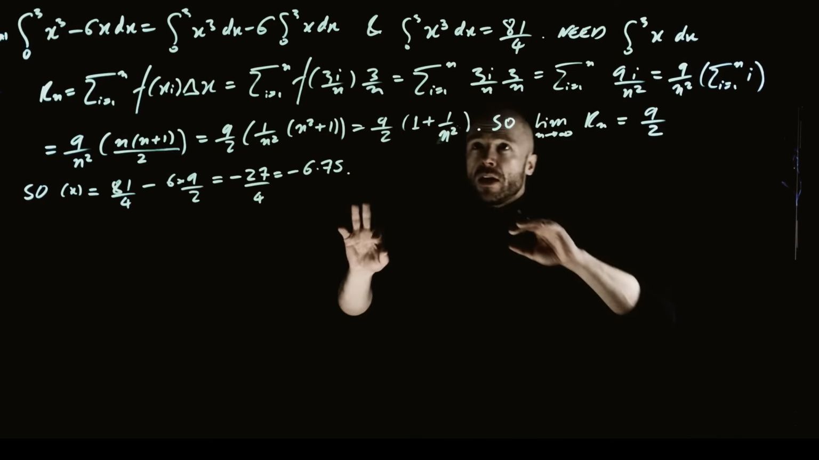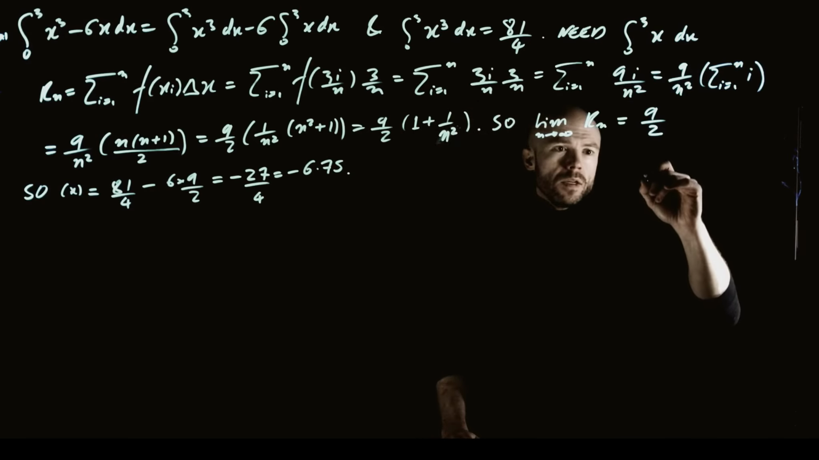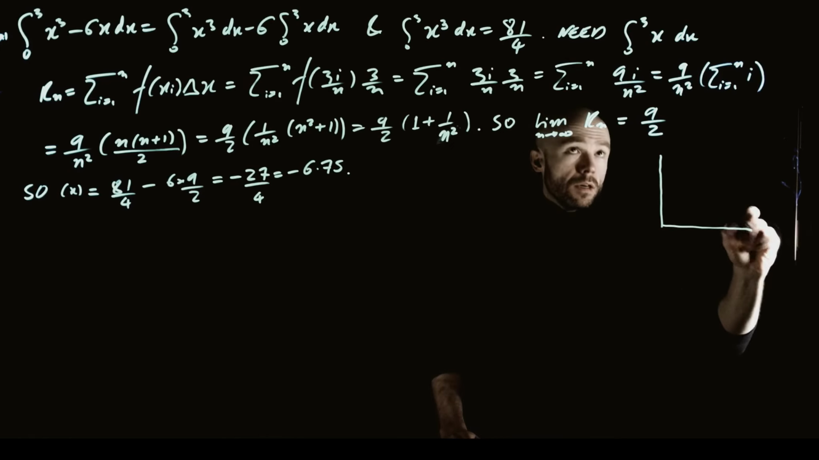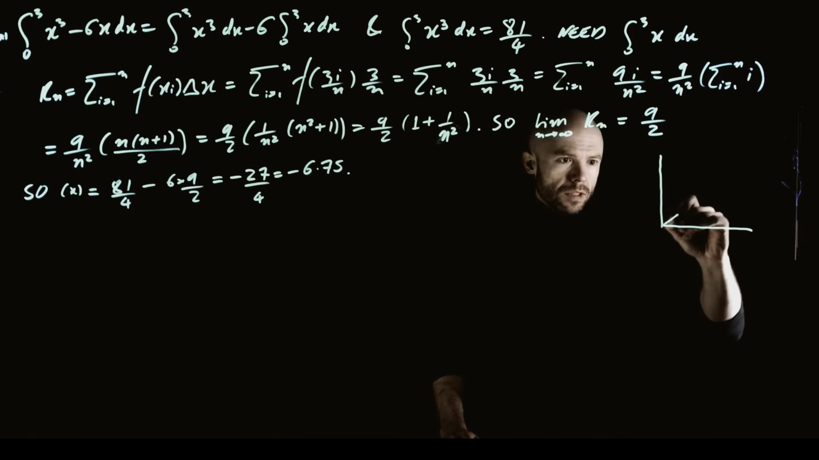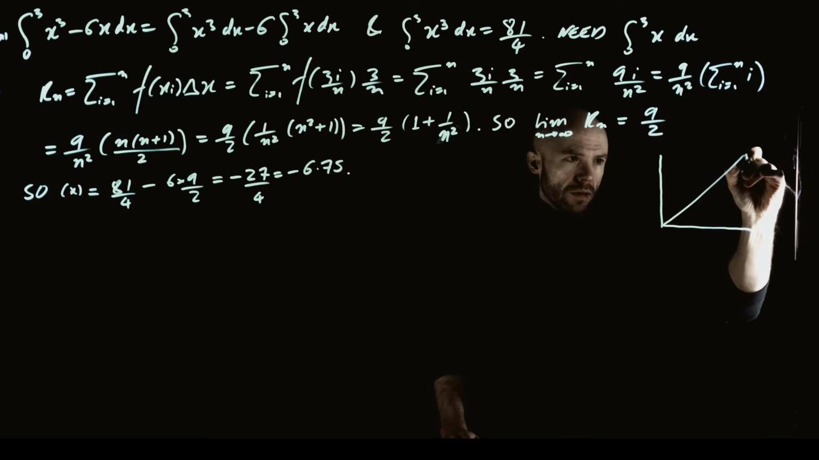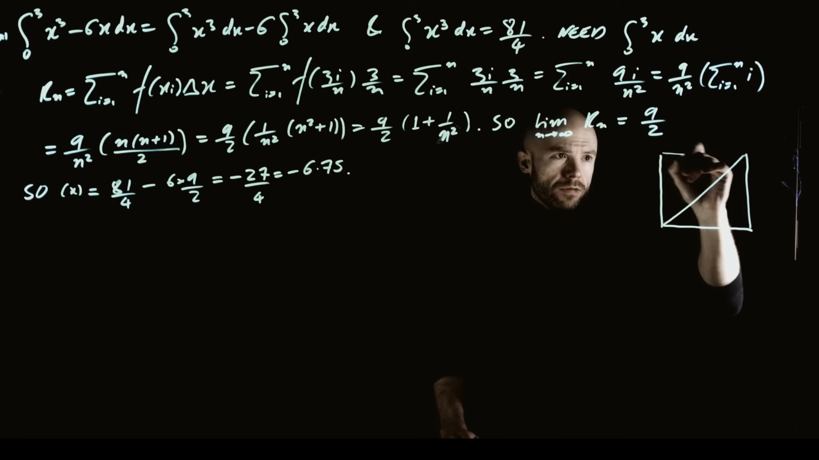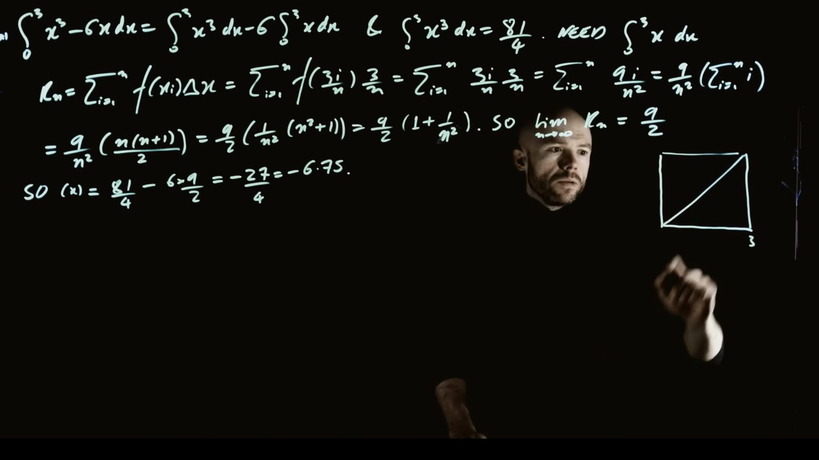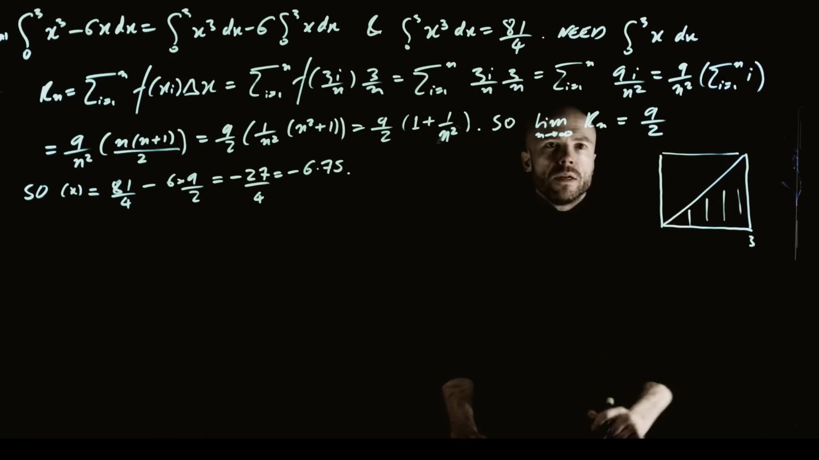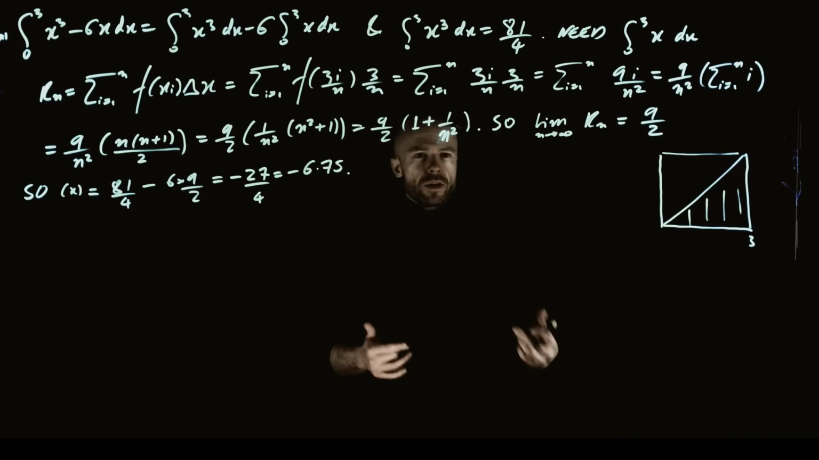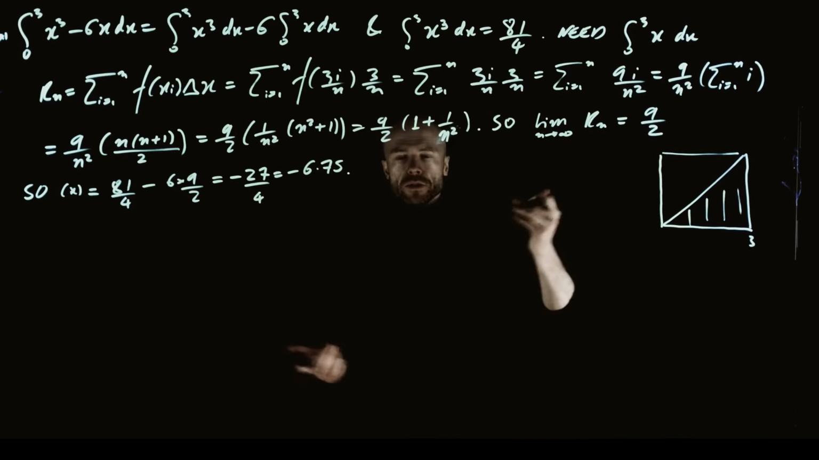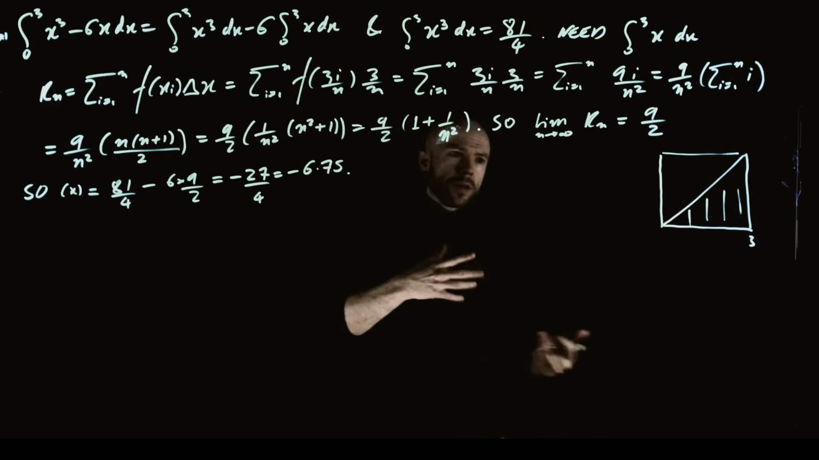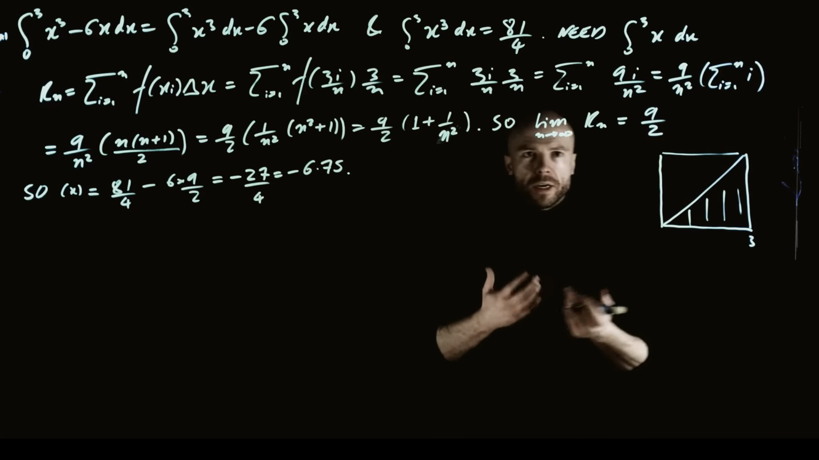We didn't have to work so hard for this one, because we could have just looked at the picture. If we look at the picture of the function x from 0 to 3, it looks like this, right? So it's exactly half of the square with side length 3. The square with side length 3 has area 9, so this will be 9 over 2 just for elementary reasons. So sometimes we can just figure things out by looking at the graph.